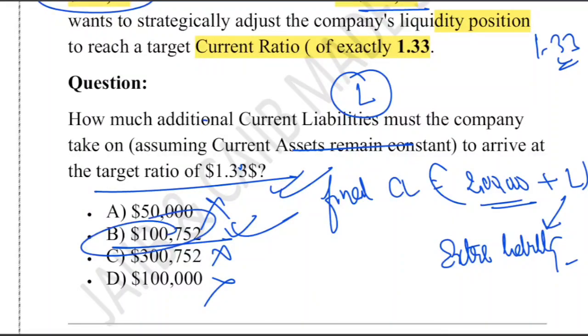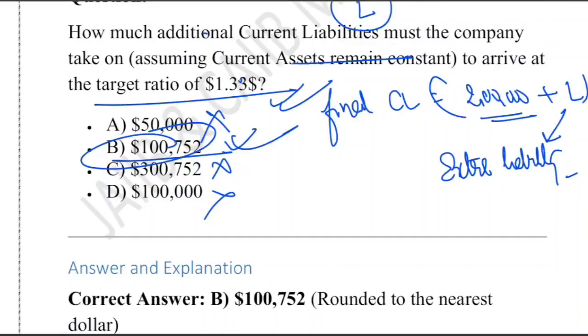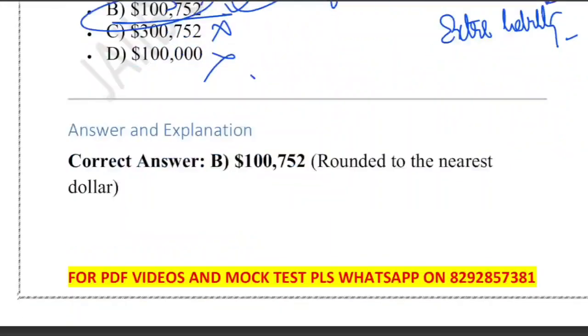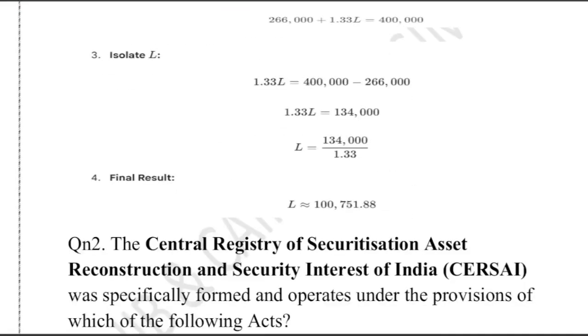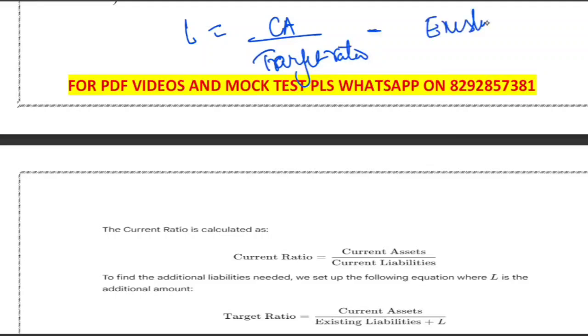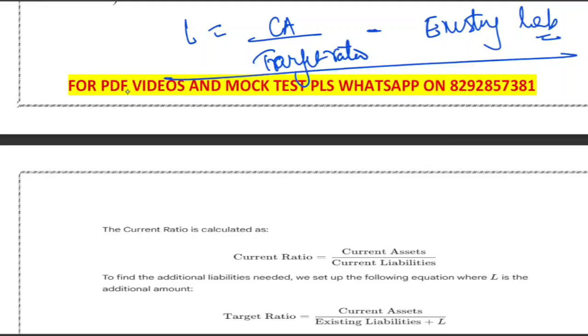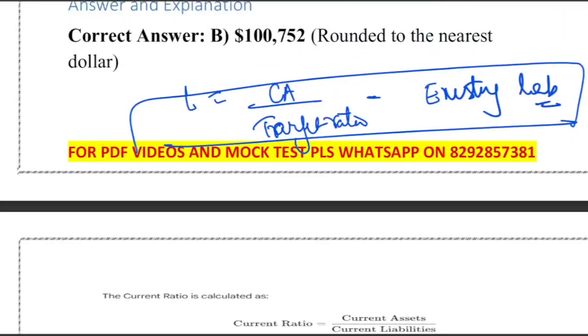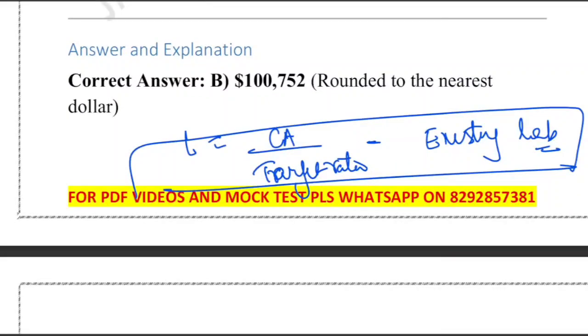You can use a trick to remember this. Divide asset by the ratio, and you will get the old liability. Then you subtract the existing liability. So there is a trick, in case you don't want to go through the entire formula. To find the liability, you write the current asset in the numerator and the target ratio in the denominator. Current asset divided by target ratio minus existing liability. This is the formula, so directly put the values in the formula and you will get the answer. Suppose they ask you to find how much liability to increase, just write current asset upon target ratio.